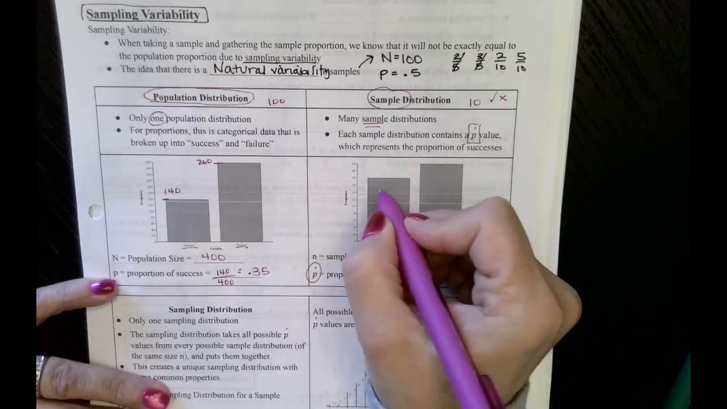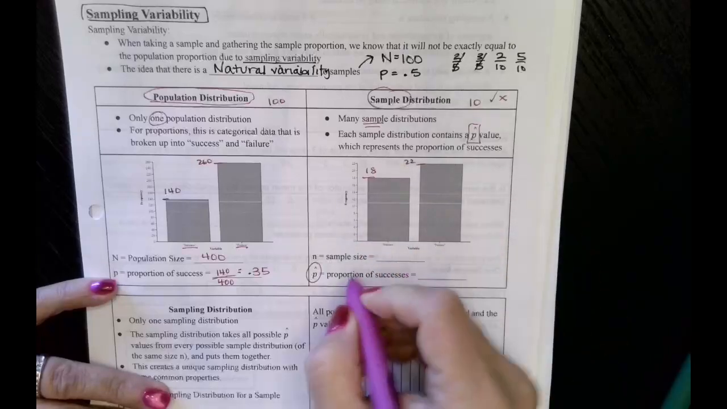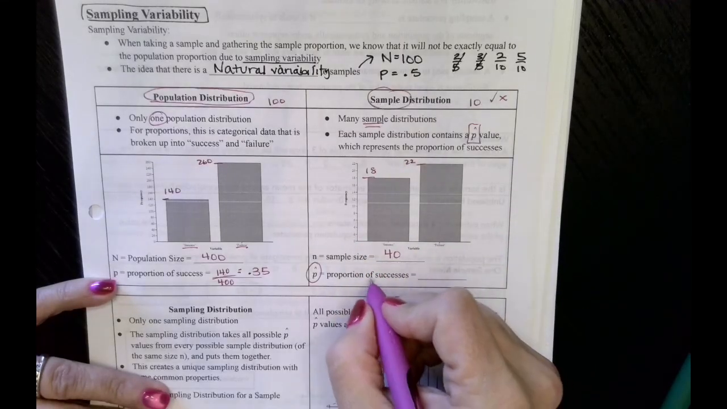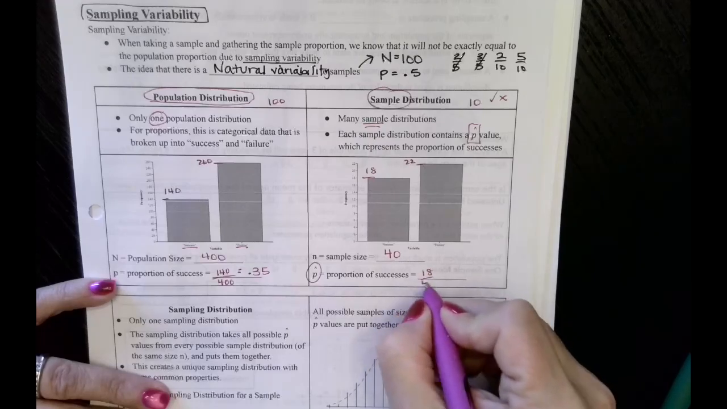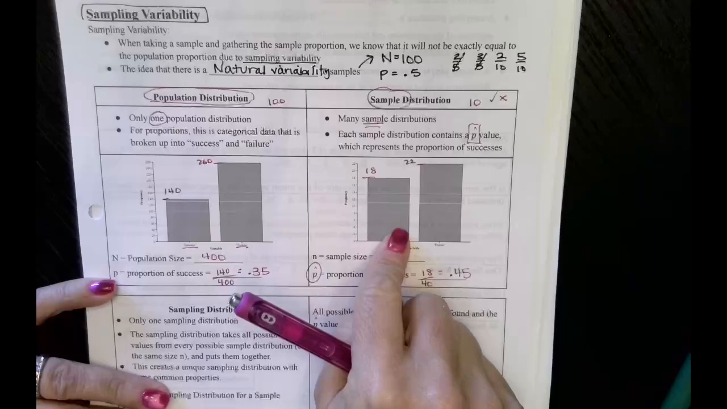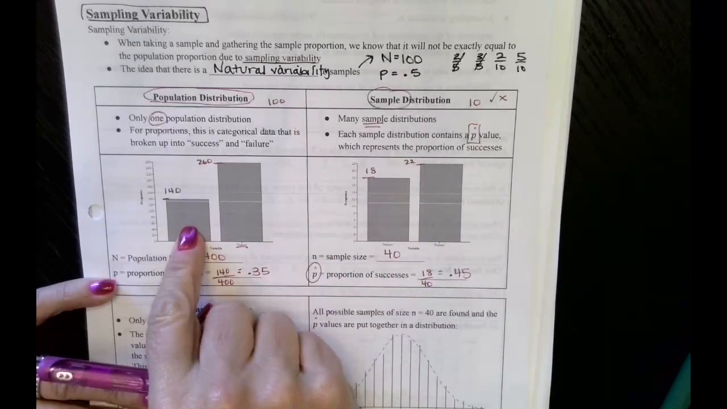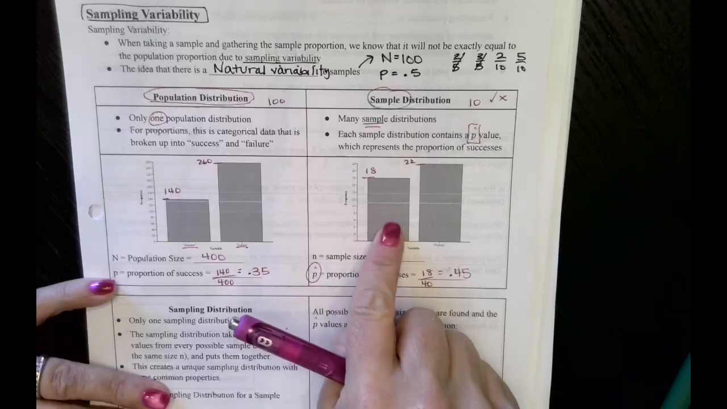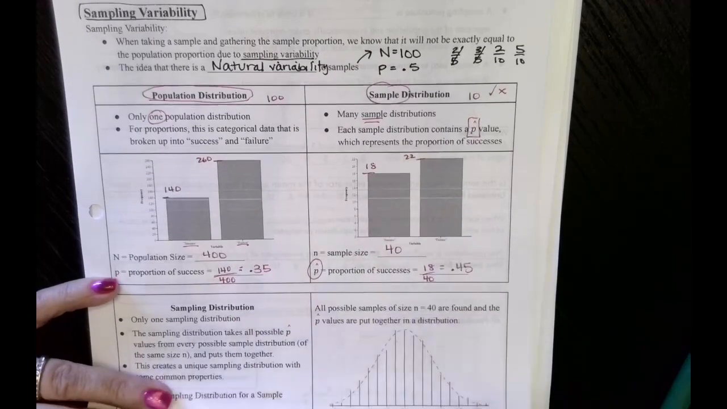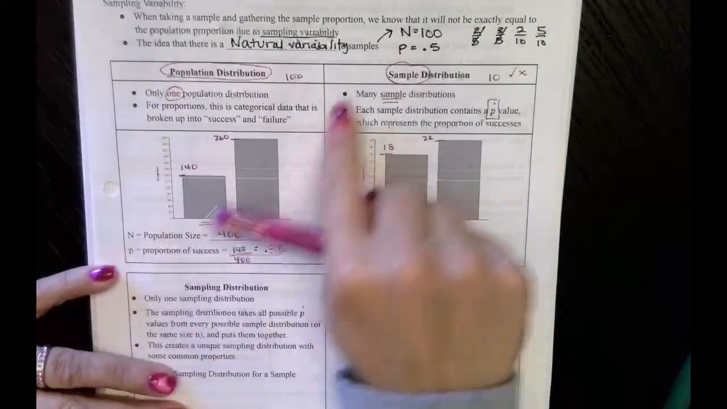And if we look at this one, we have a total of, let's see, this is 18 and this is 22. So our sample size is only 40. And our proportion of success is 18 out of 40, which is going to be 0.45. And just looking at these two bar graphs, that makes a lot of sense because this is higher than this one. So we would expect this to be a higher proportion.